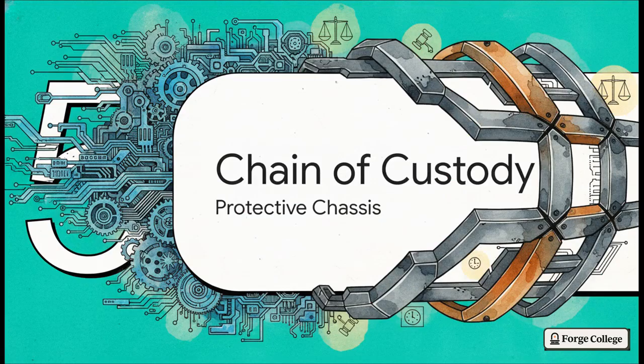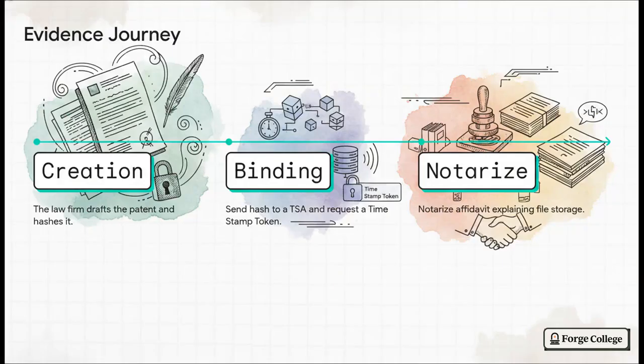All right, moving on to Section 5, the legal chain of custody. This is where we wrap our technical engine in a protective legal chassis. Let's follow a piece of evidence. Say that fiercely contested patent application we talked about earlier.